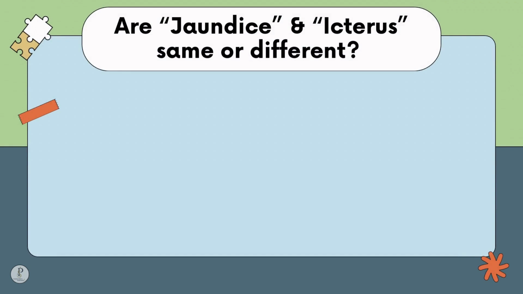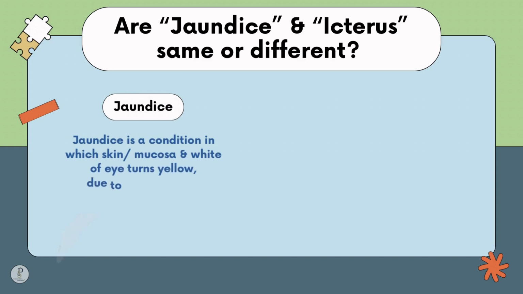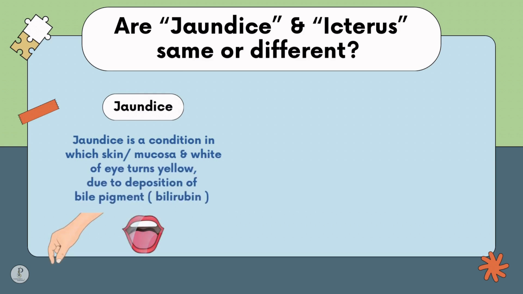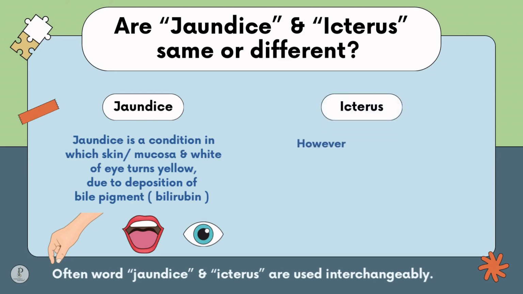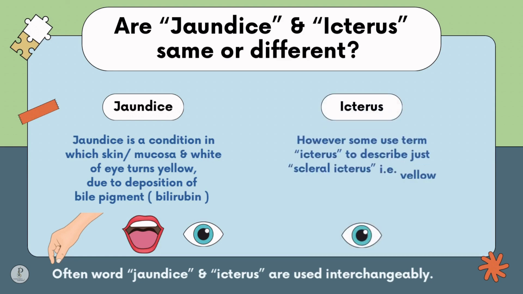Are jaundice and icterus same or different? What is jaundice? It is a condition in which skin or mucosa or white of eye turns yellow due to deposition of bile pigment or bilirubin from blood. Often word jaundice and icterus are used interchangeably. However, some use the term icterus to define just scleral icterus, that is yellow discoloration of sclera of eye.